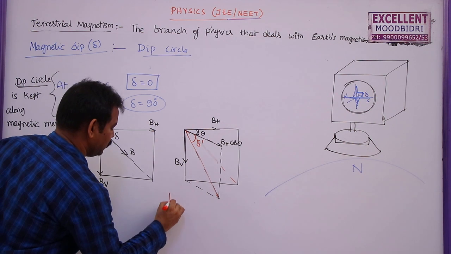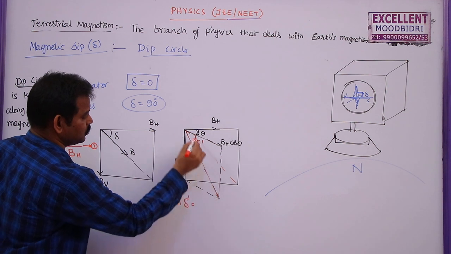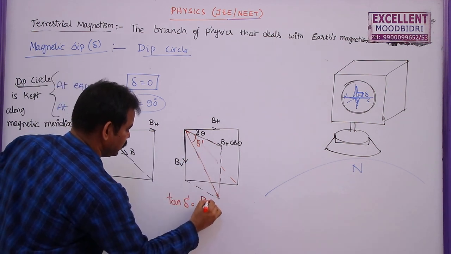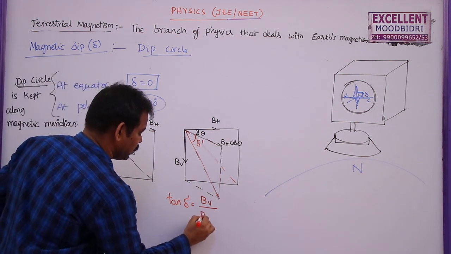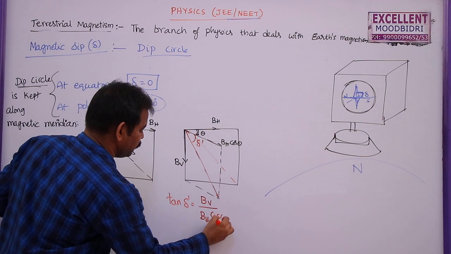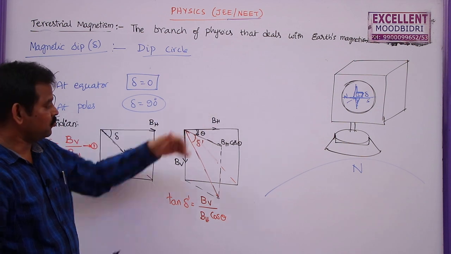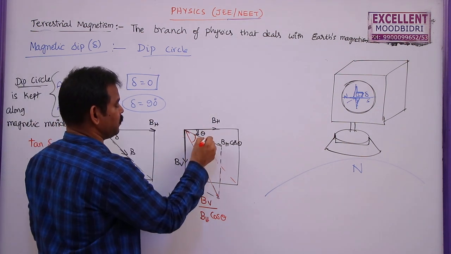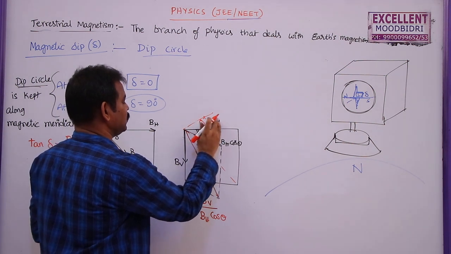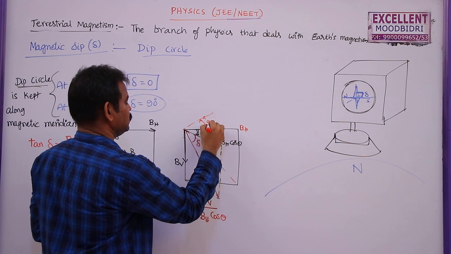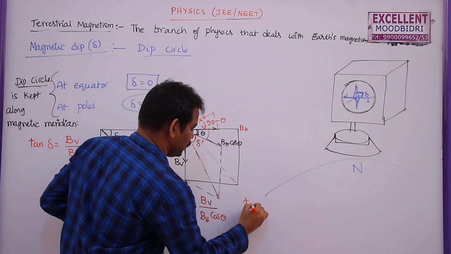So what is tan δ'? δ', that is also equal to opposite side by adjacent side. Opposite side in this case is also BV only. Previously it was BV, but the new horizontal component of earth's magnetic field is BH cos theta. Similarly, if the same plane is rotated by 90 in this direction, this angle will become 90 plus theta, this is BH, this is 90 minus theta. In that plane, what is the apparent dip then?